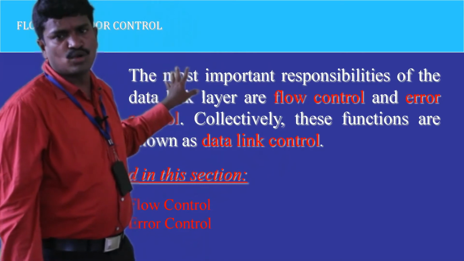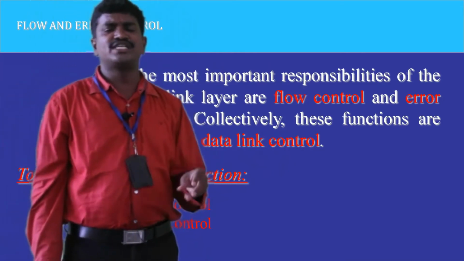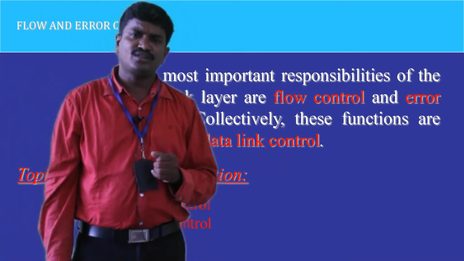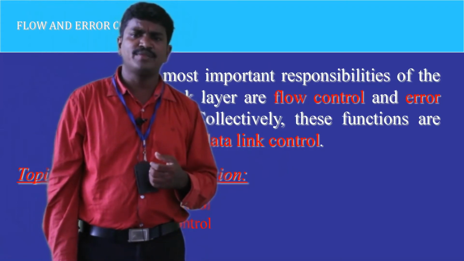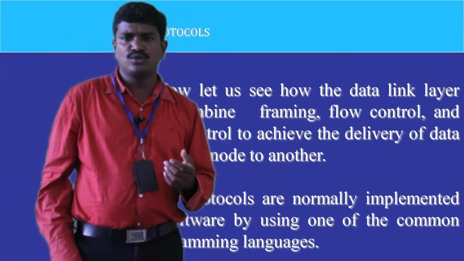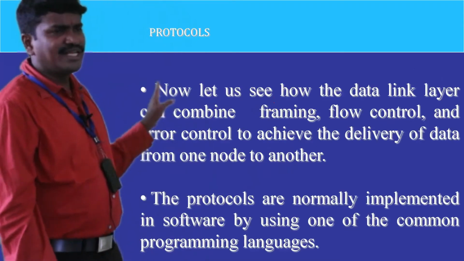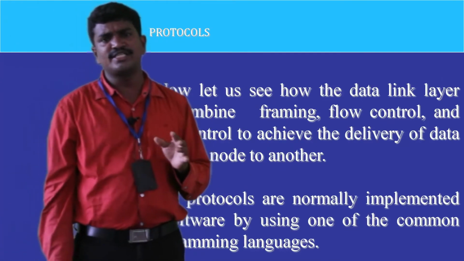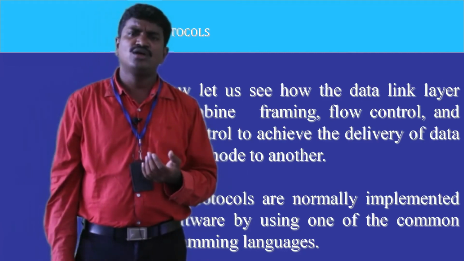Error control and flow control are among the major design issues and responsibilities of the data link layer. So now we will see them one by one. The first one is flow control. There are many protocols that exist to implement error control and flow control.